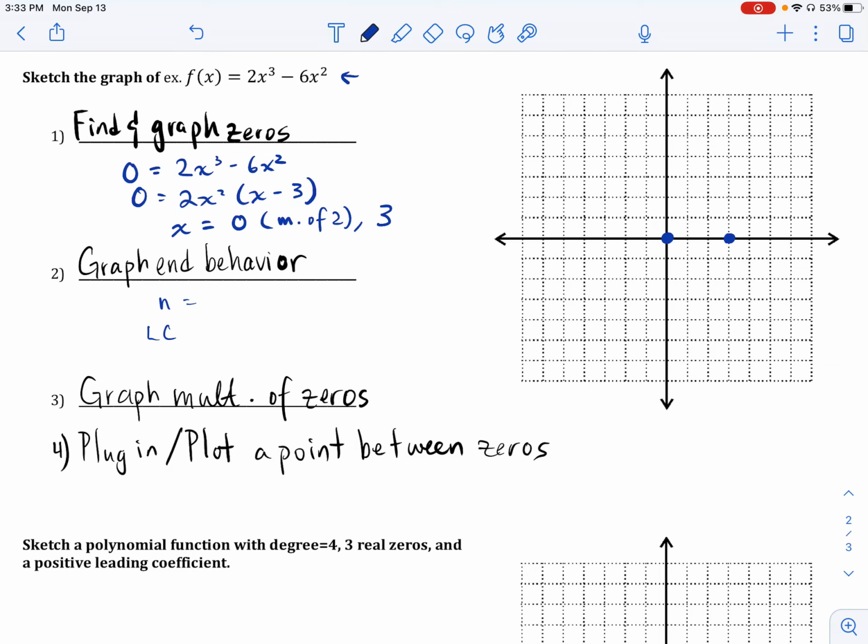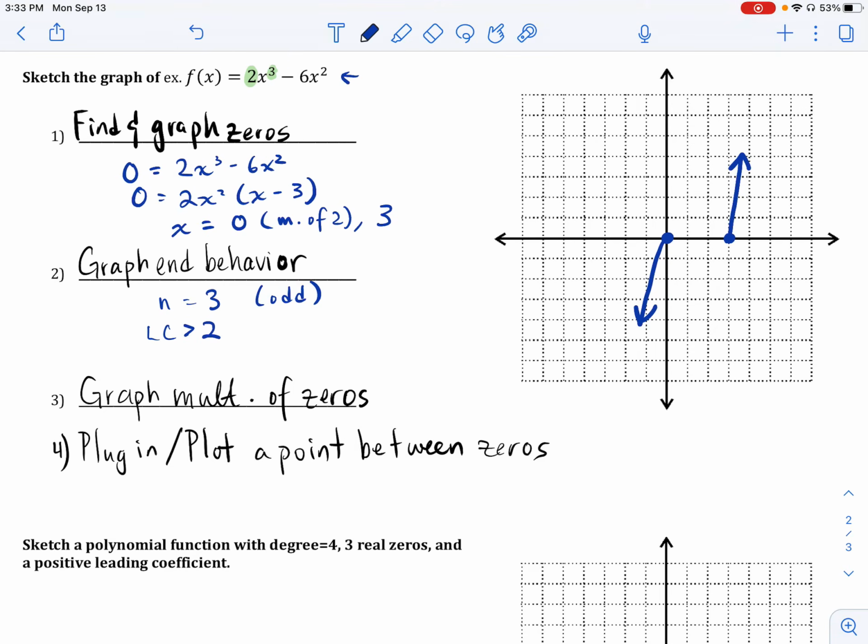All right. Now the next thing is to look at our end behavior. We're on step 2. Let's look at the degree of our function, which is 3. In other words, it is an odd degree function. Our leading coefficient is positive 2. The key idea here is that it's positive. So ask yourself, what is the end behavior of this function? As x approaches negative infinity, f of x is going to approach negative infinity. And as x approaches positive infinity, f of x is going to approach positive infinity.